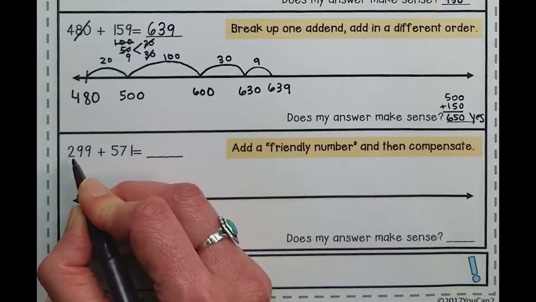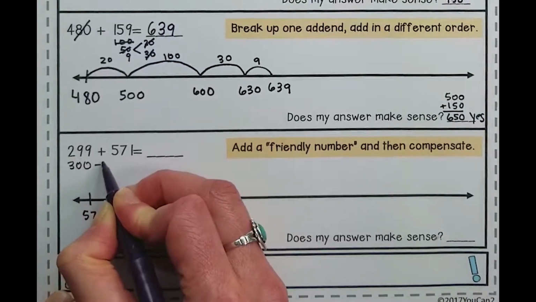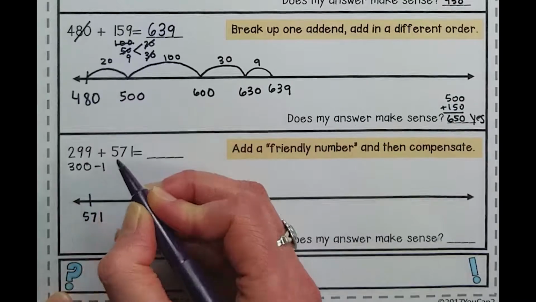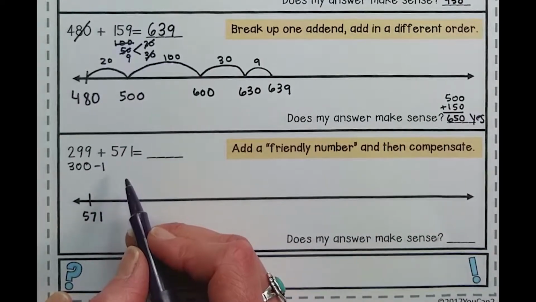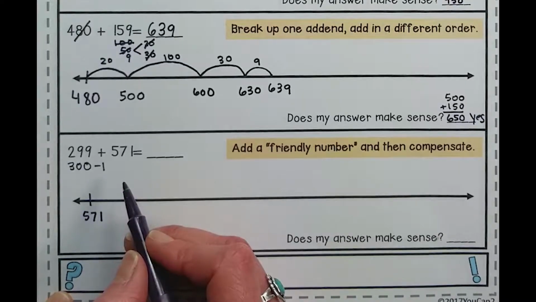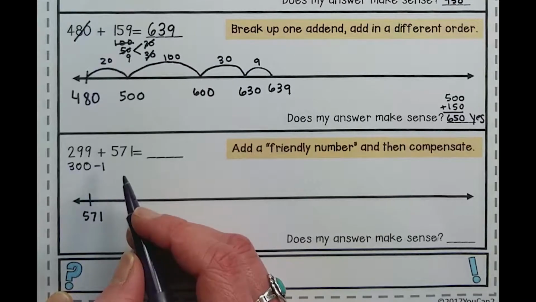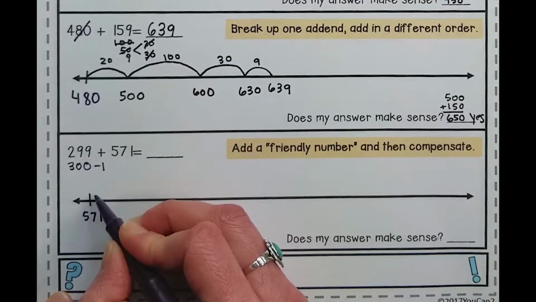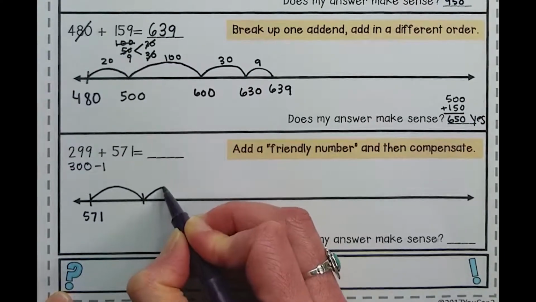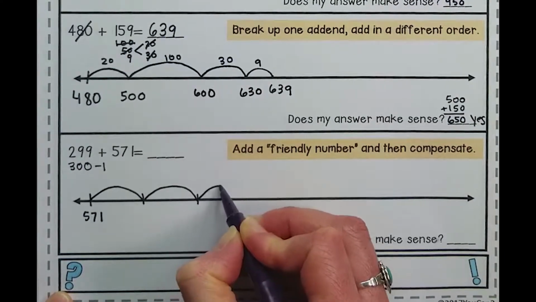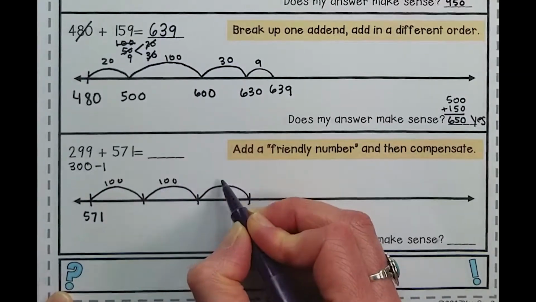And then I'm going to think about what this number is. This number is really 300 minus 1, right? So if I keep that in mind, I can just add 300, and then subtract the 1 at the end. That'll make it easier for me to do in my head and easier for me to do in the number line. So I'm going to go ahead and add those 300s. 100, 200, 300. 100, 100, 100.